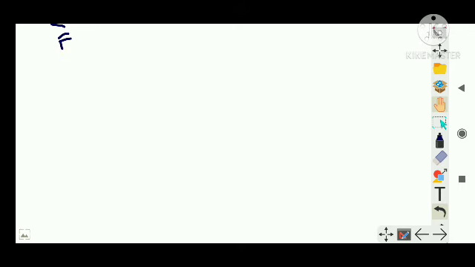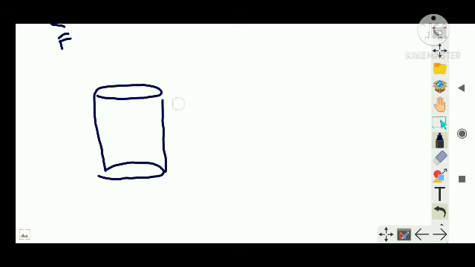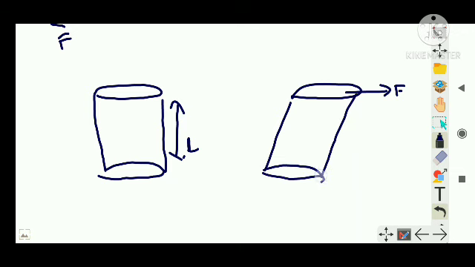Right. So in your textbook they have taken an example of a cylinder itself. It is initially having length L. What they have done is apply a force here, so that now the cylinder looks like this. So there is a couple of forces. Two equal and opposite deforming forces are applied parallel to the cross section area, and this is known as tangential. That's why shearing stress is also called tangential stress, because you are applying it tangentially.